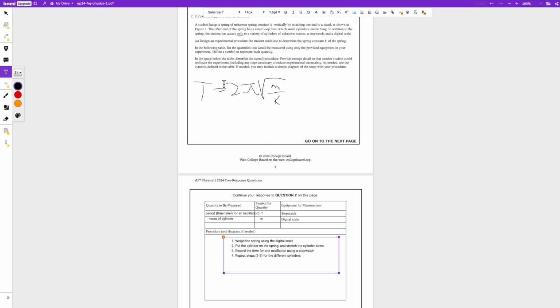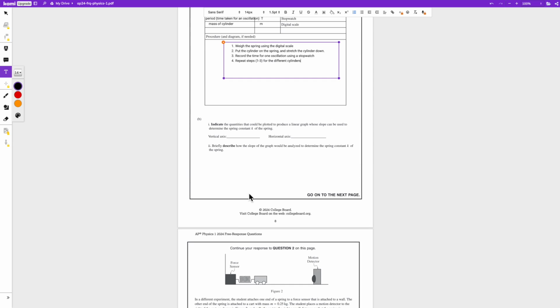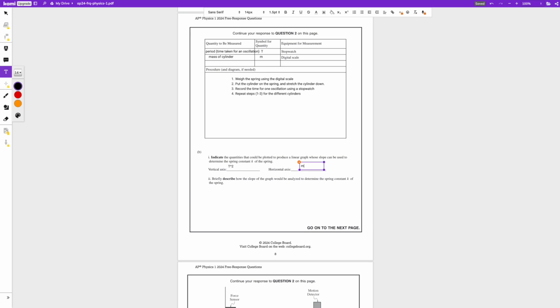Well, let's look at this. We have period is equal to 2 pi times the square root of m over k. Well, if I want to get a linear graph, I'm not so sure I want a square root in there. So that means I'm going to have to square both sides. So that means on my vertical axis, I would want to be graphing T squared. On my horizontal axis, since we're changing the mass, I want to just graph m.